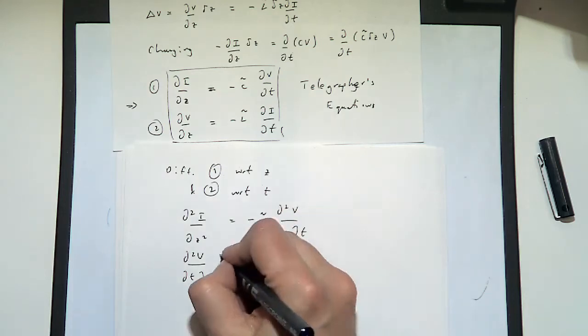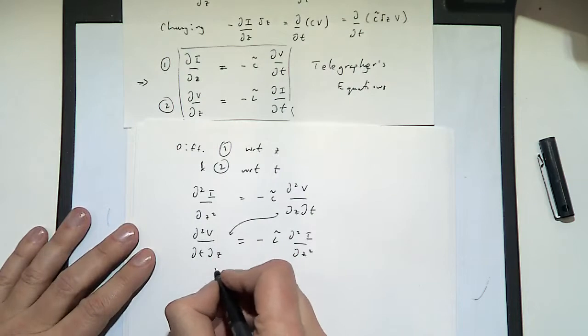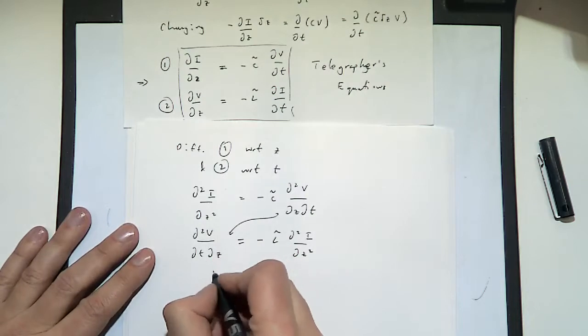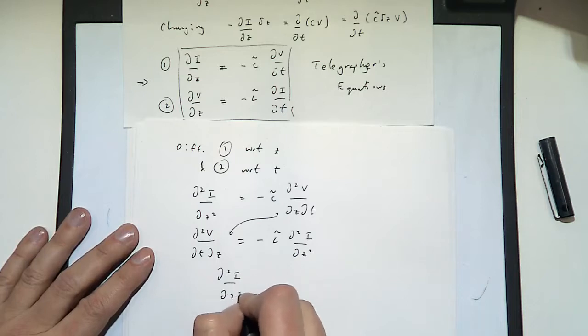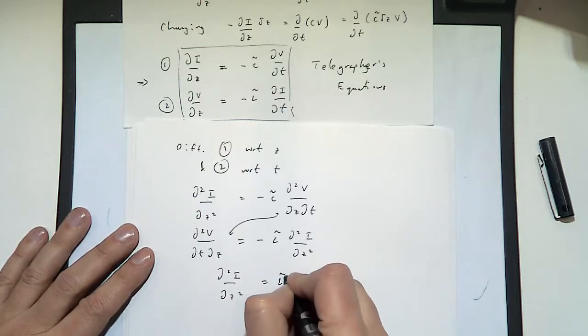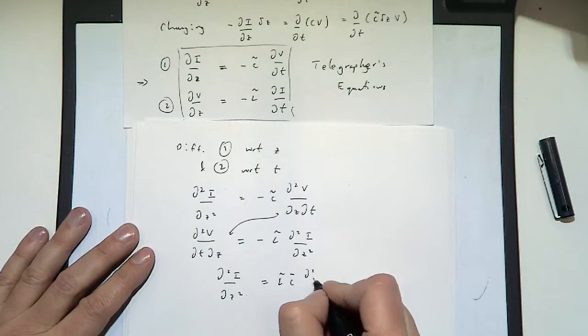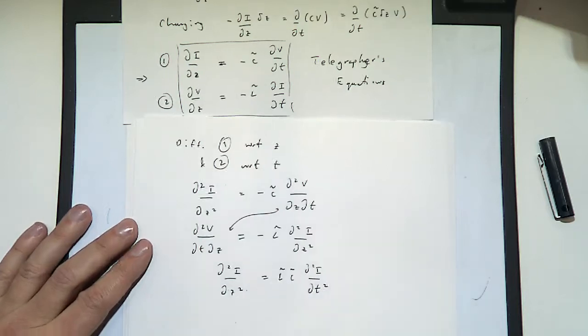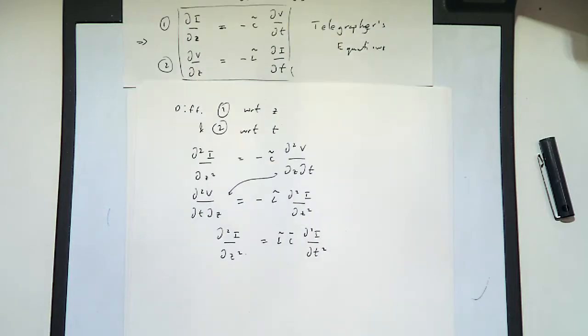They're the same. So we can straight away get an equation which only has I in it. We've eliminated V by equating those two terms. And we get d²I/dz² equals L tilde C tilde times d²I/dt². If you've seen those two quantities appear before in resonant circuit theory, haven't you? Some kind of frequency going on there. And that's a wave equation.